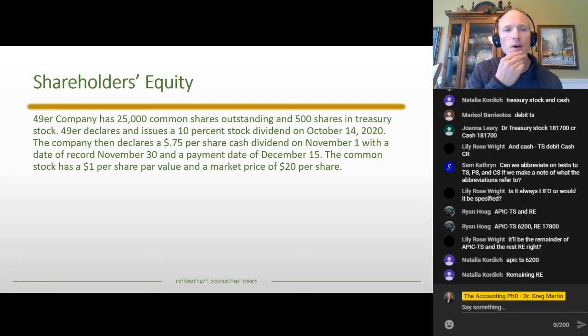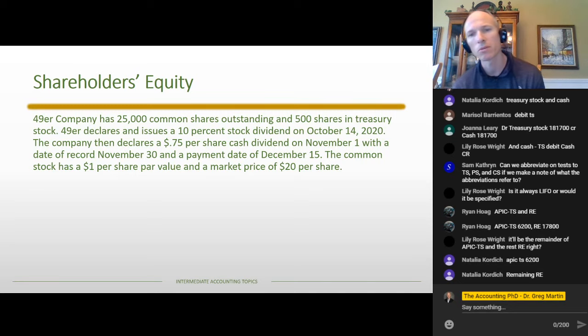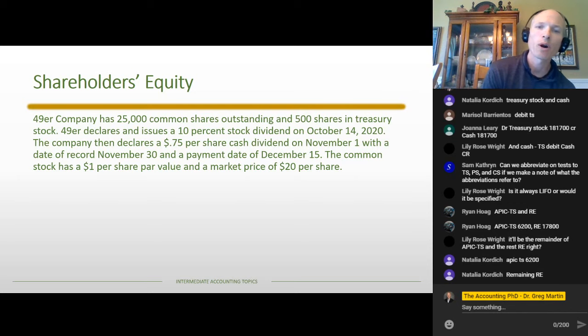All right, so another example here. This is really dealing with dividends, and so 49er Company has $25,000 common shares outstanding, another $500 in Treasury, and then 49er declares and issues a 10% stock dividend on October 14th, and then declares a 75-cent per share cash dividend on November 1st, with the date of record November 30th and payment date December 15th. And we have a par value, market price, all kinds of stuff going on. And so we're going to kind of walk through dividends, both stock and cash dividends.